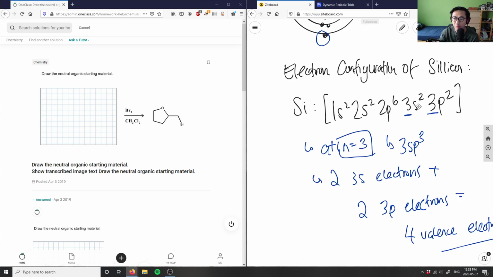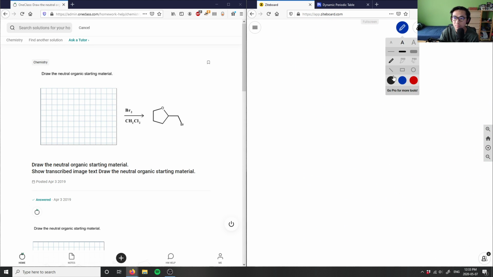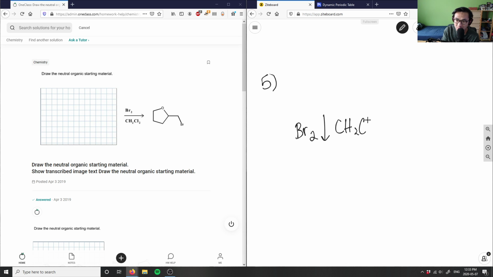Okay, number 5 says draw the neutral organic starting material. So basically, I have something that's going to react with Br2 and CH2Cl2, again an organic chemistry level question, and it's going to create some sort of epoxide, or not an epoxide, sorry, more so a heterocyclic structure with a bromine here.